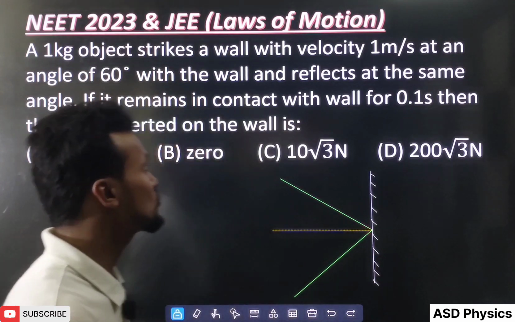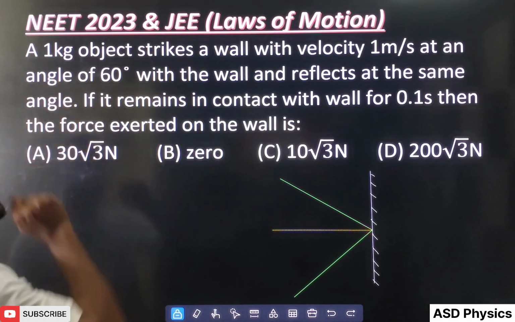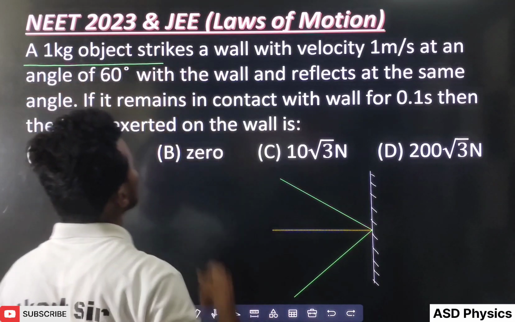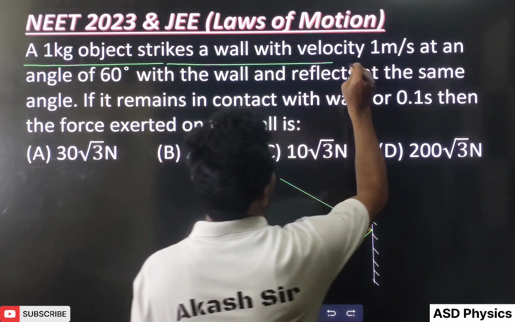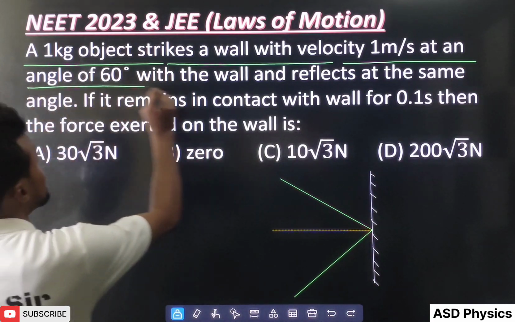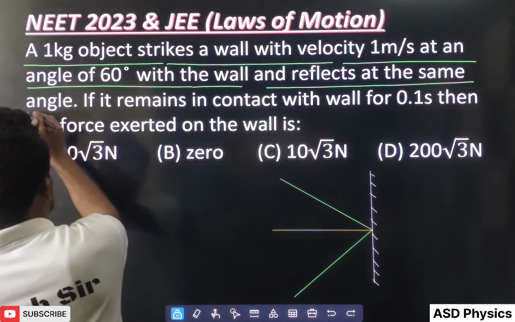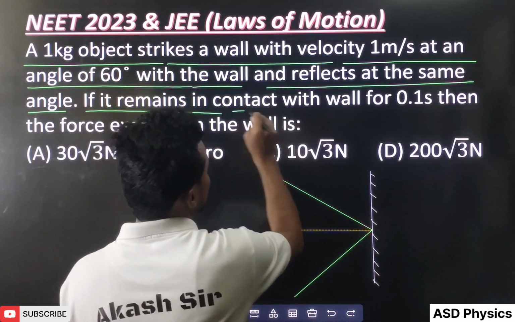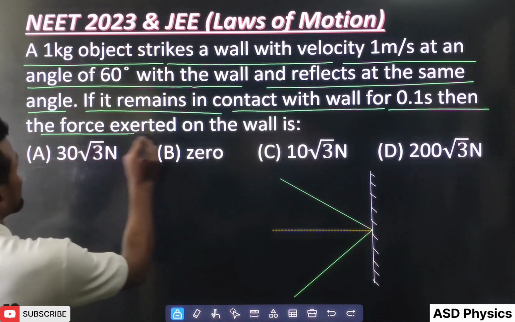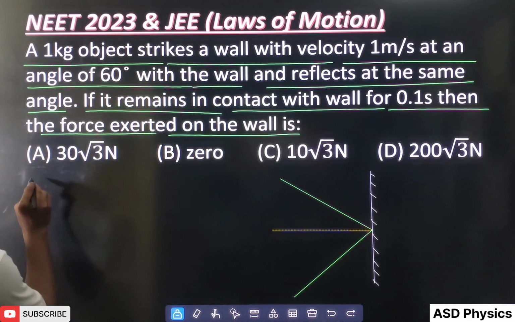So students, in this video we are going to solve a question from the chapter Laws of Motion asked in NEET 2023. Let's go through the question. A 1 kilogram object strikes a wall with velocity 1 meter per second at an angle of 60 degrees with the wall, and reflects at the same angle. If it remains in contact with the wall for 0.1 second, then what is the force exerted on the wall? First, note down the data.